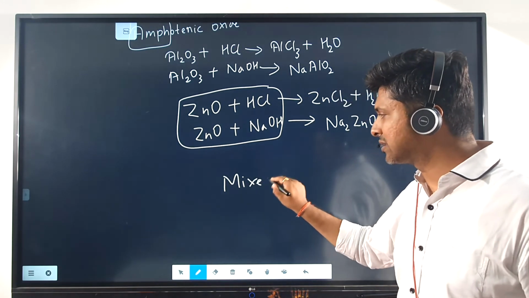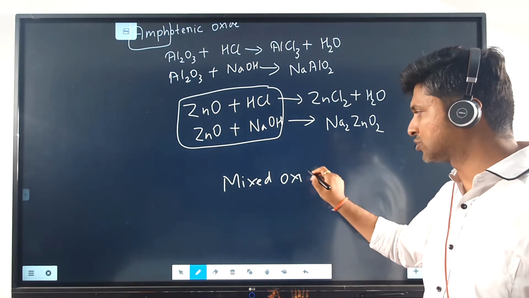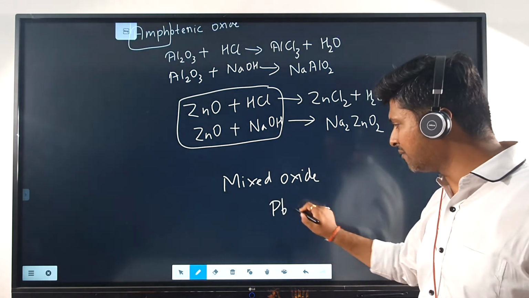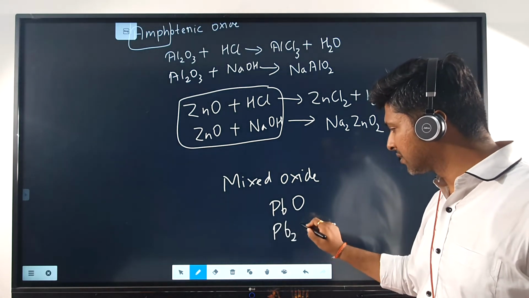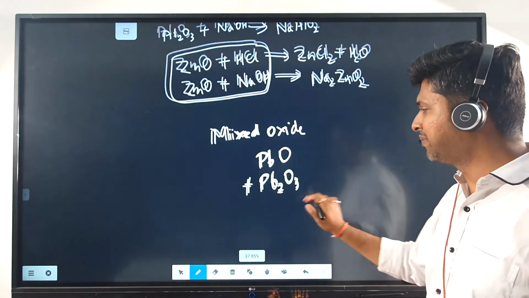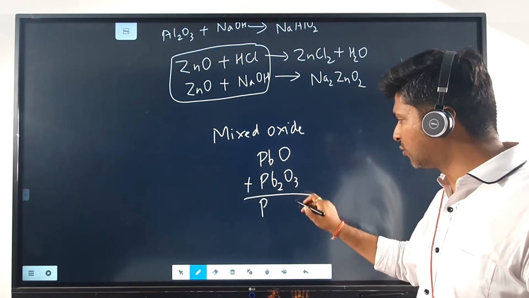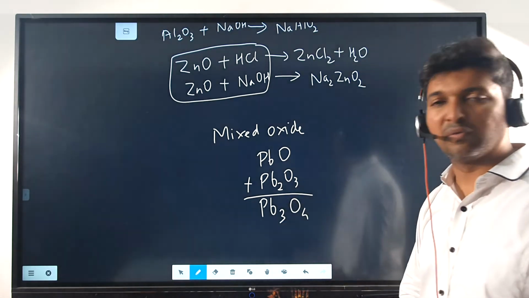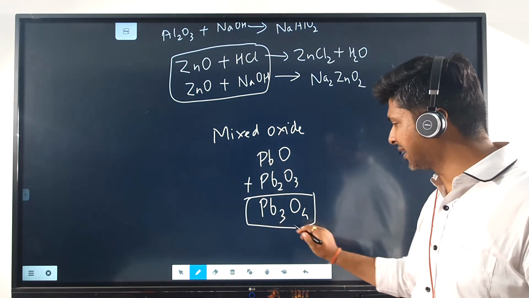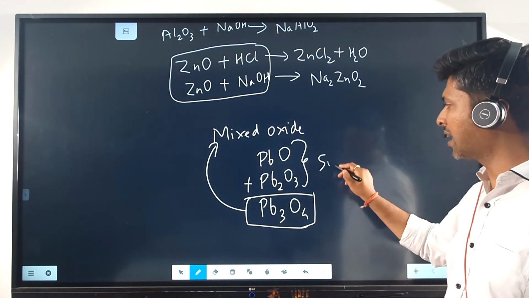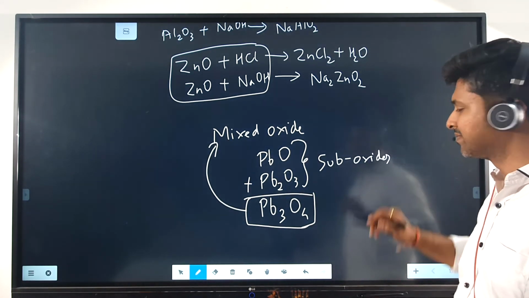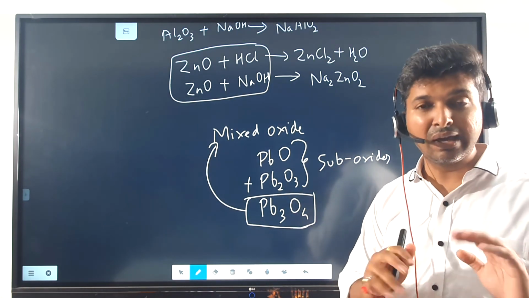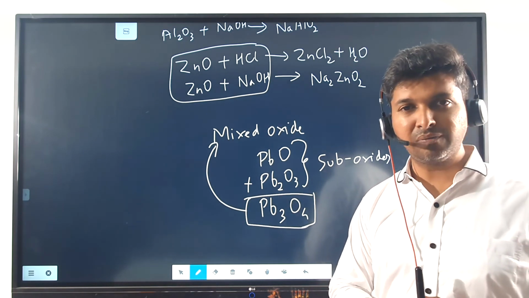Mixed oxide is the one which is formed by the mixture of 2 oxides. For example, Pb3O4 is formed by the mixture of PbO and Pb2O3. If you add O1 plus O3 it is O4, and Pb1 plus 2 is 3, Pb3O4. So Pb3O4 is a mixed oxide. And what are these two? These two are the suboxides. So the 8th type is the suboxides and the 9th type is the mixed oxides. So here we have done a total of 9 types of oxides.